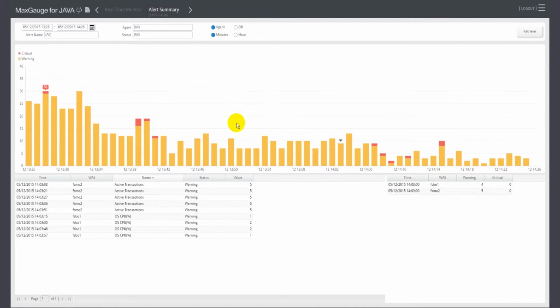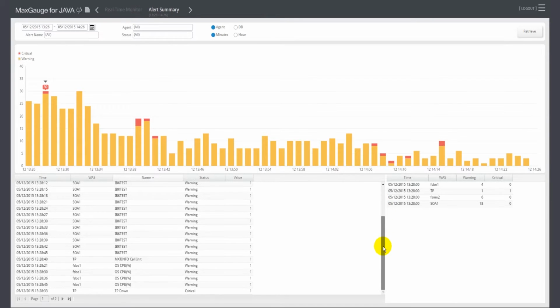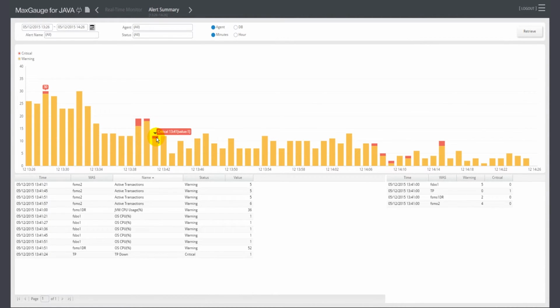On the Alert Summary screen, you can check the alarm details which exceed the predefined threshold values for indicators in terms of OS CPU usage rate, JVM free heap memory, and number of active transactions. Depending on the alert level, it will indicate yellow for warning and red for critical level.